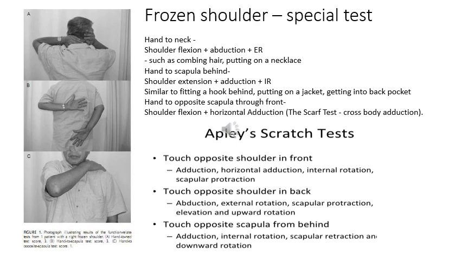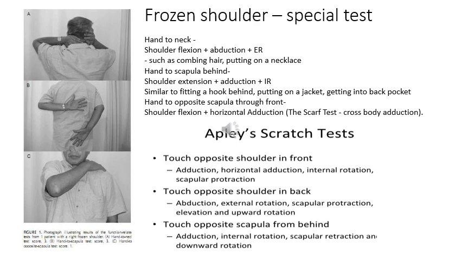Also, he is then asked to raise his hand to the scapula of the opposite side. That is, shoulder extension takes place, adduction takes place, and internal rotation of the arm takes place. It is similar to fitting a hook behind your dress, putting on a jacket, or getting into the back pocket. So these actions mean movement of the hand to the opposite scapula behind.